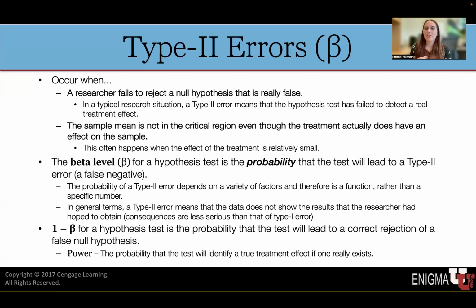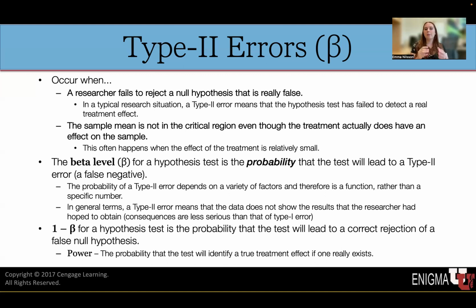And this often happens when the effect of the treatment is relatively small and we just miss it in our statistical testing. The beta level right here, beta, is the probability that the test will lead to a type 2 error. Just like alpha is the probability of a type 1, beta is the probability of a type 2.